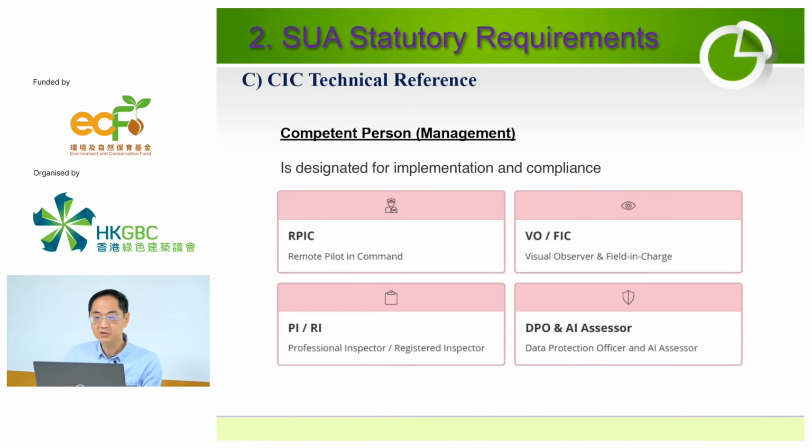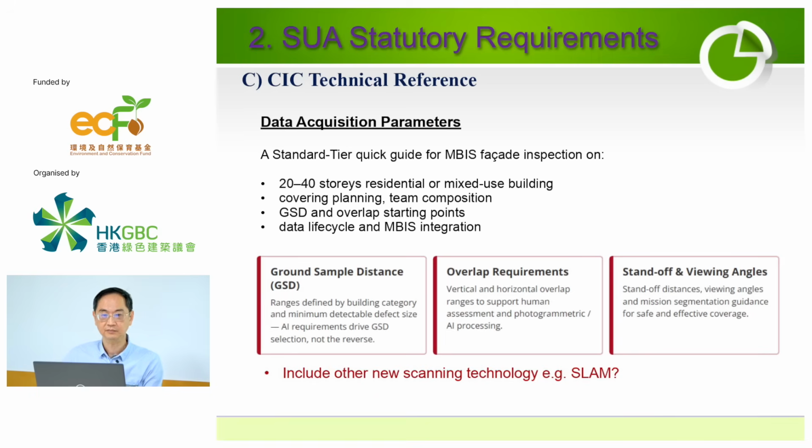And we also need to have the data protection officer and AI assessor. When we do the data acquisition parameters, here is the standard tier example for us as a quick guide for the MBIS facade inspection.